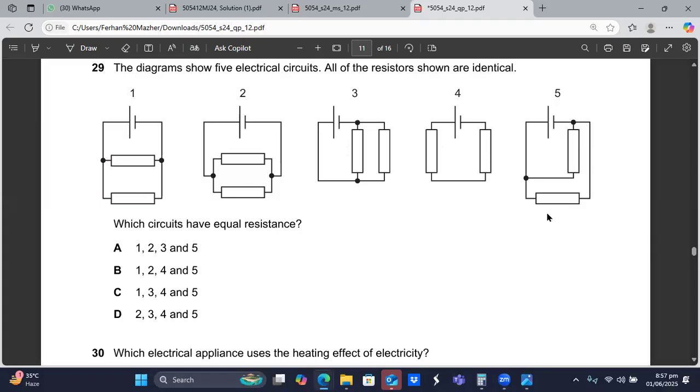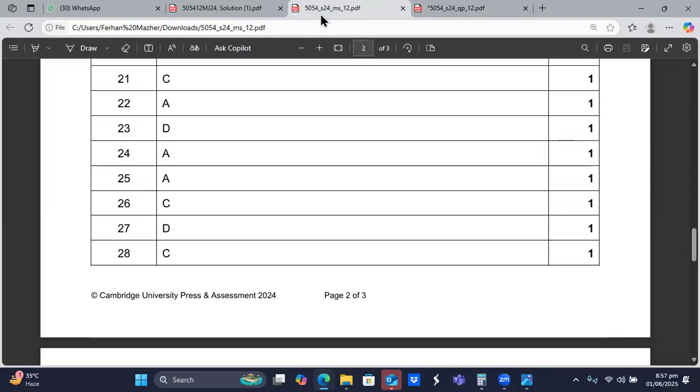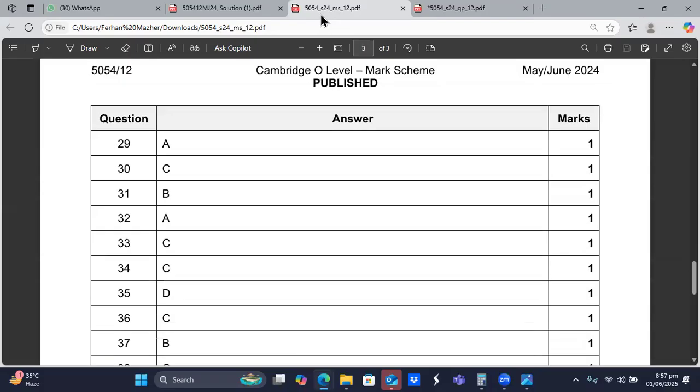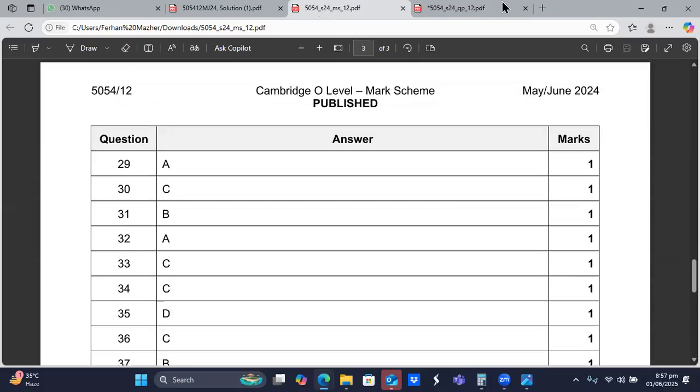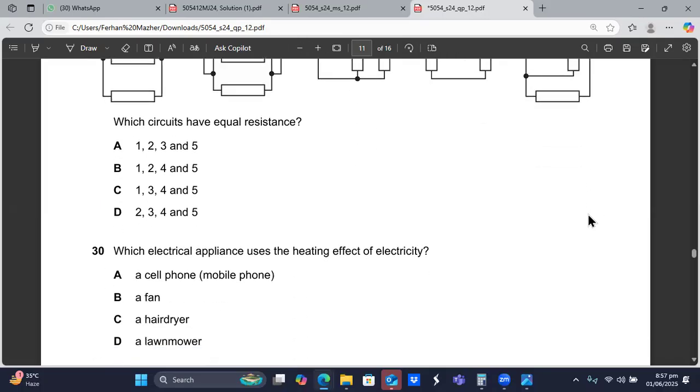Here, the two resistors are connected parallel to each other. 1, 2, 3, and 5. A is the option. The fourth one, there the resistors are connected in series. So question 29, A is the right option, sir. It's a little easy question.